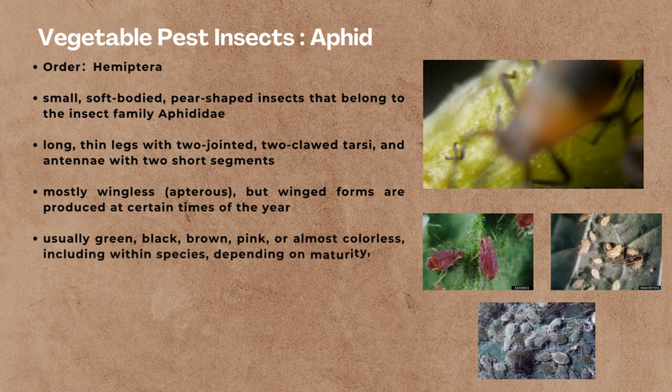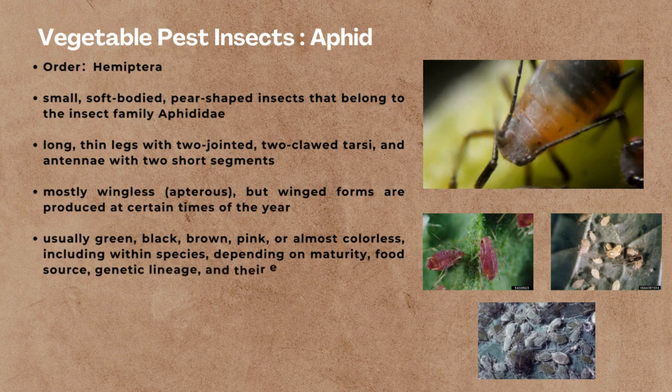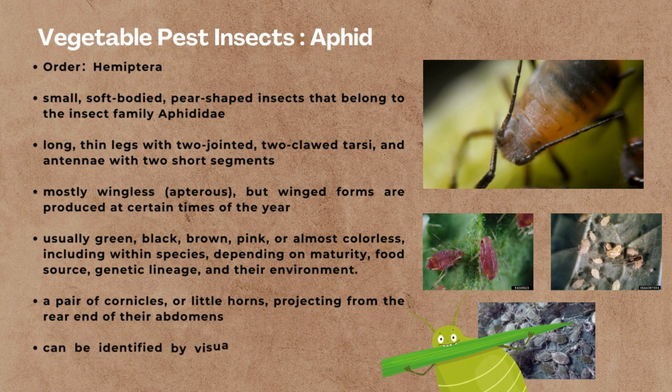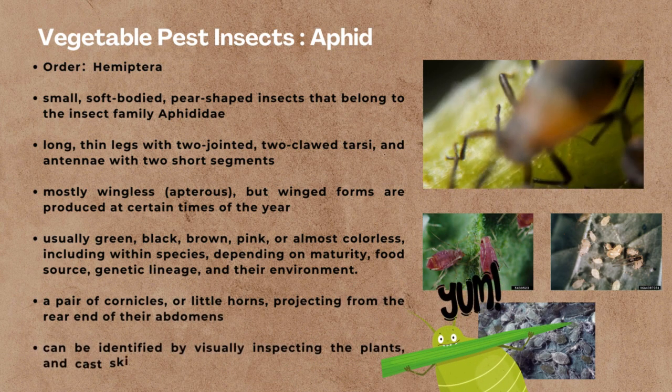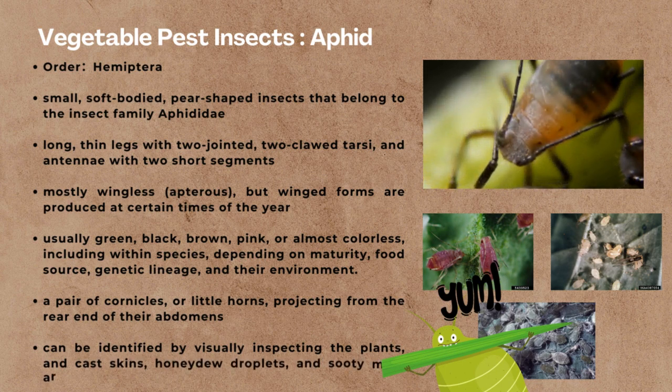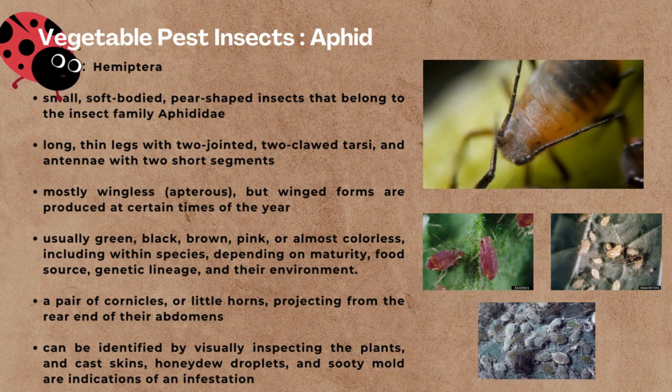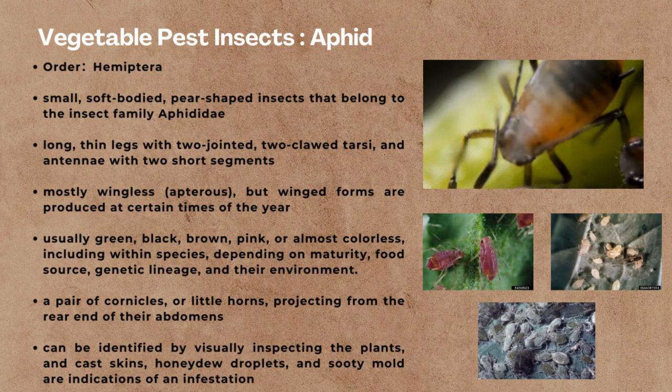Mostly, the aphids are wingless, which is apterous, but some winged forms are produced at certain times of the year. Usually, they are green, black, brown, pink, or almost colorless. However, this varies within their species and depends on their maturity, food source, genetic lineage, and their environment. A pair of cornicles, or little horns, project from the rear end of their abdomens. Aphids can also be identified by visually inspecting the plants and castings. Honeydew droplets and sooty mold are indications of an infestation.